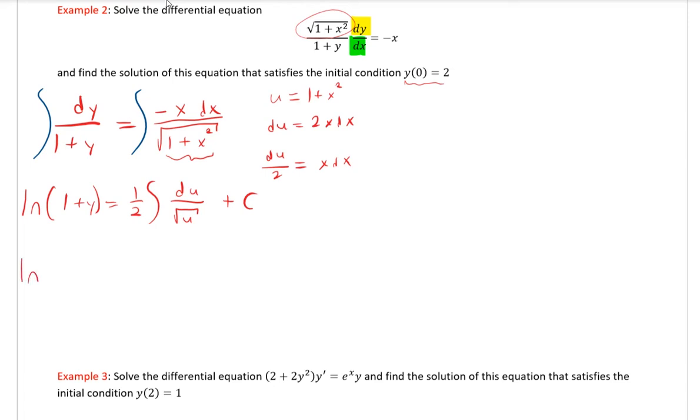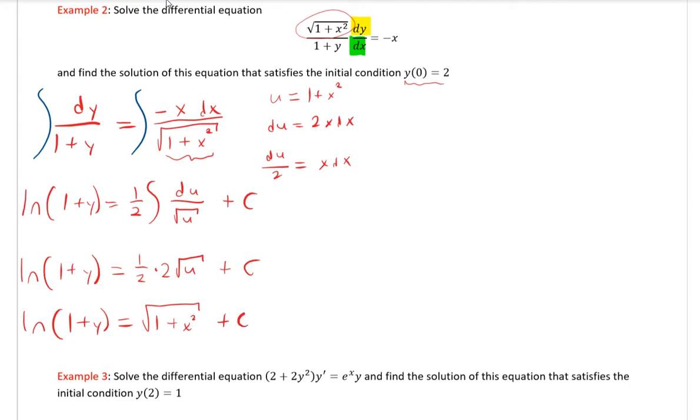So that'll give us natural log of 1 plus y equals, this will give me 1/2 times 2 square root of u. 2 because I would then have to multiply by 1 over 1/2, which is that, plus c. So I have natural log of 1 plus y equals the square root of 1 plus x squared plus c.